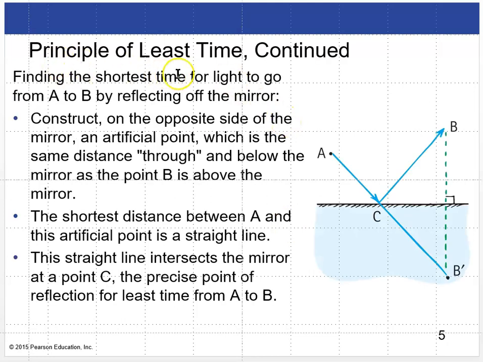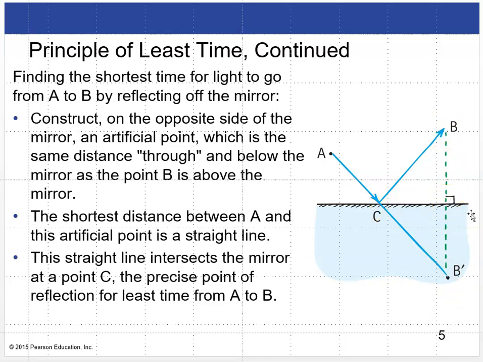Now, finding the shortest time for light to go from A to B by reflecting off a mirror. So you want the light to go from here to here by reflecting off of this surface. So we're going to construct on the opposite side of the mirror an artificial point called B prime. B prime is exactly the same distance from the surface as B is. And of course, this is called a normal. A normal is a line that is perpendicular to a surface.